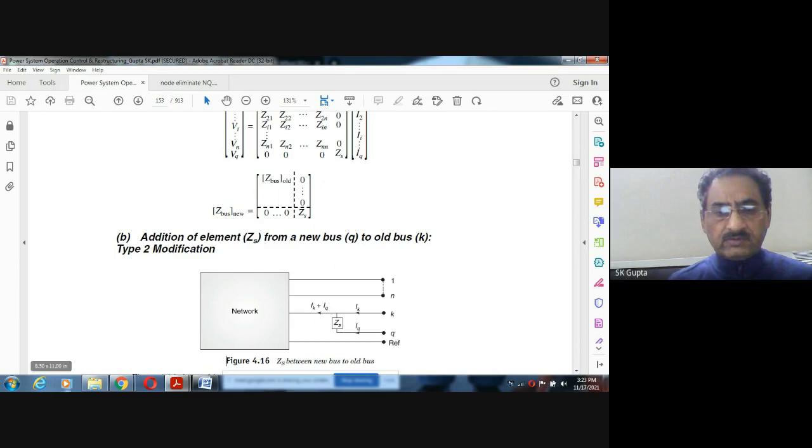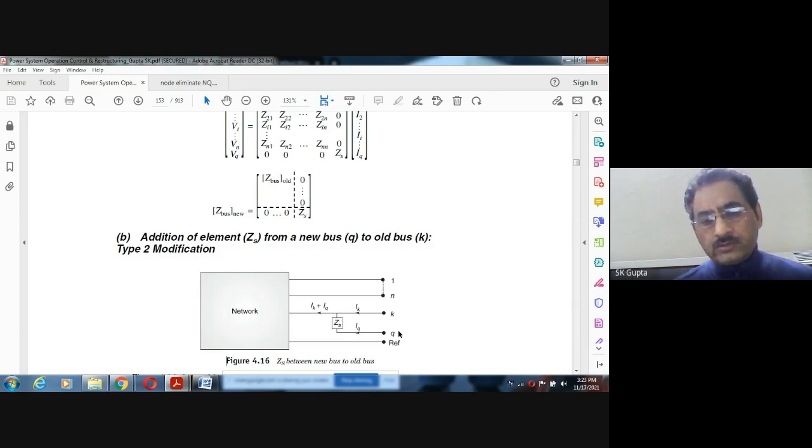So like this, see, a network is already there. This is a network whose Z bus is already given, and 1 to n are the buses, bus number 1, 2, 3, 4, and this K is among these: 1, 2, 3, I, K, N. K is one of the buses inside. Now from this bus K, a transmission line is added, and a new bus is also created. So it is a new bus. Q is the new bus. From here to here, impedance is added, or a transmission line is added.